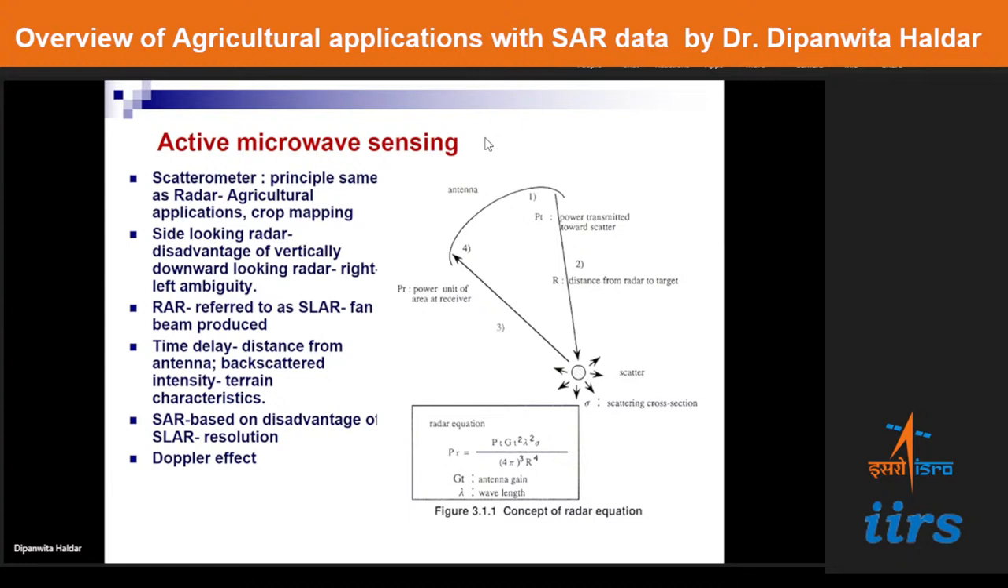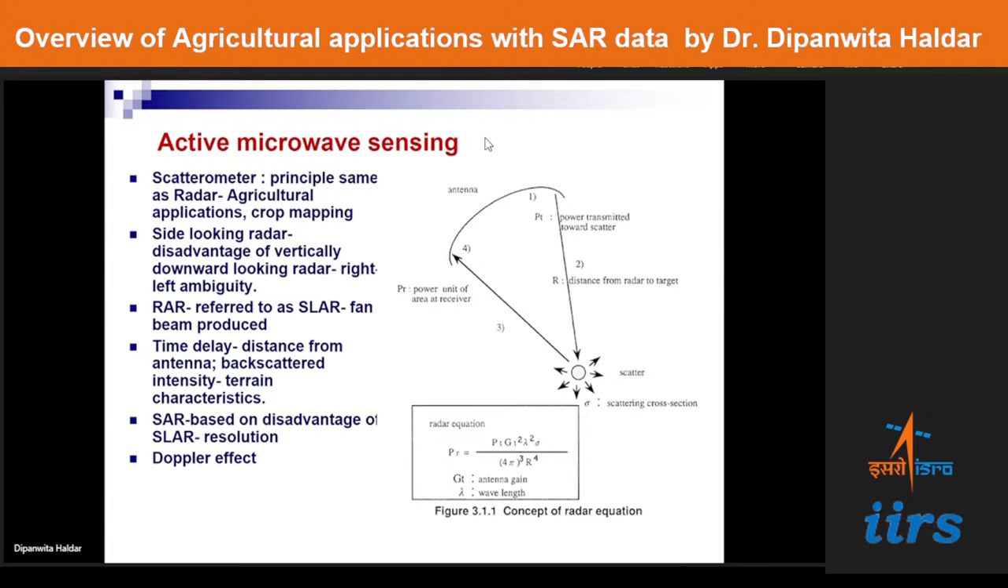And the concept of the radar equation: if you see the right hand side diagram, a power is transmitted, and then there are scatterers, the target, it interacts, and then there is power per unit area at the receiver. These interplay, and the equation you are seeing is known as the important radar equation. This is important when you are trying to compute the backscatter and understand the concept.